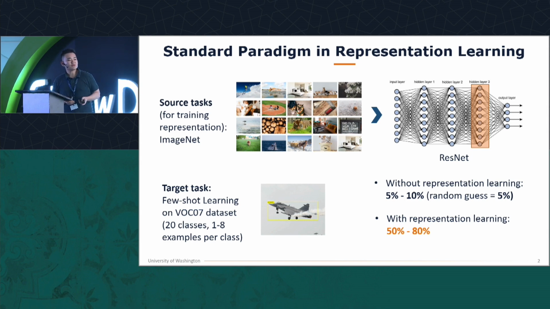But if you use representation learning using this framework, you first learn representation, and then you just retrain the last linear layer of this neural network for this target task. So you can boost performance from 5 to 10% to 50 to 80% accuracy. So that's a huge performance boost for this image classification task. This gives you a flavor of why representation learning is so powerful in today's machine learning.